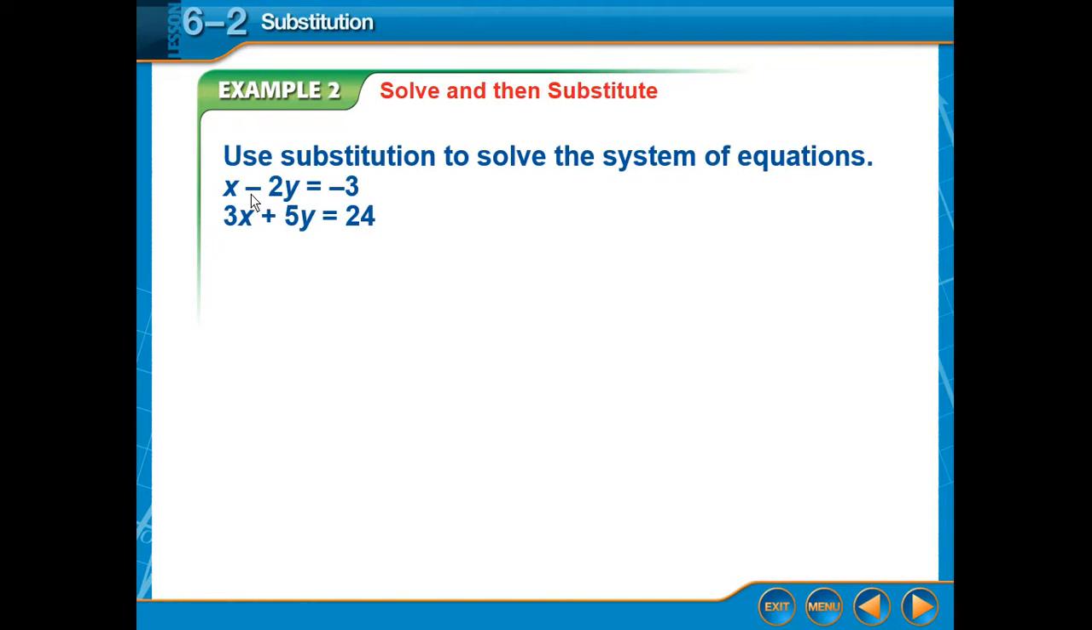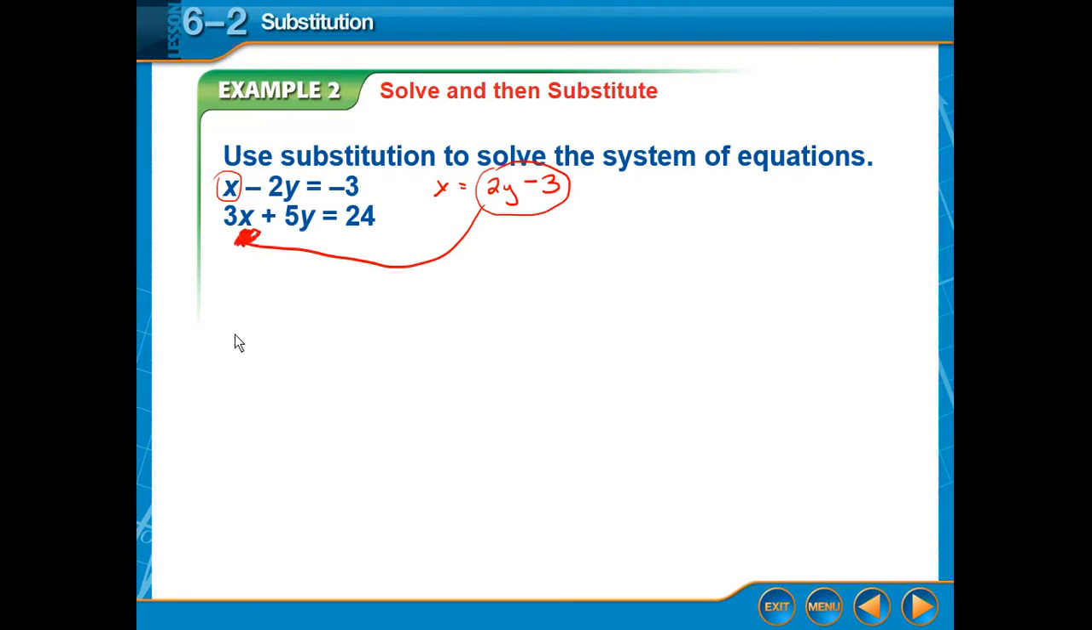Okay, so same thing with this one. I want to get one variable by itself. So looking at this one, that x is going to be the easiest to isolate because it doesn't have a coefficient. So to do that, I'm going to add 2y to both sides. So I'm going to get x equals 2y minus 3. So now I have x by itself. So from this equation, I'm going to take what x is and put it in for x into the other equation.